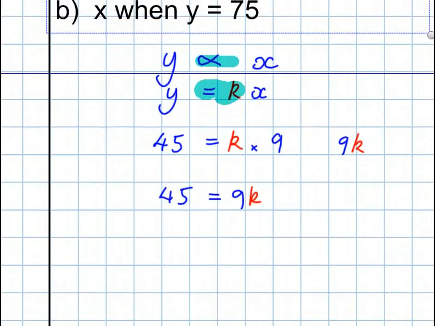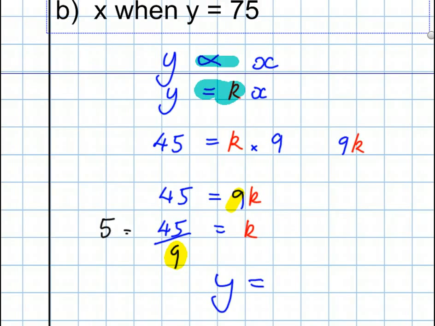Now, it's such a straightforward equation. I'm sure you know what to do. You take the coefficient of k and put it beneath. It becomes the denominator of 45. Now 45 over 9 is equivalent to 5. So there we have it. k is 5. So now I can write the full equation. y is equal to 5x.